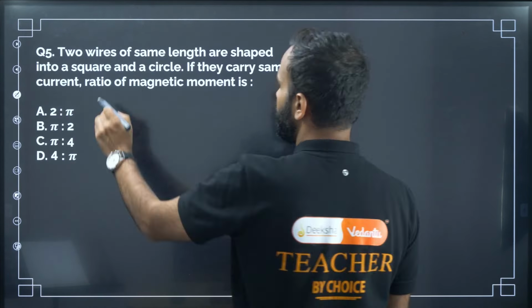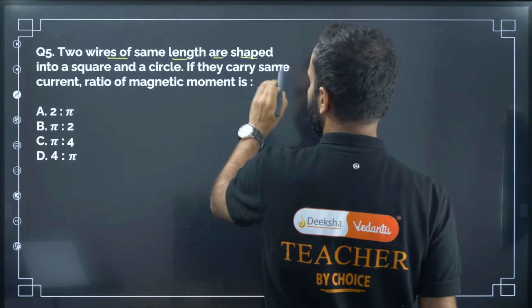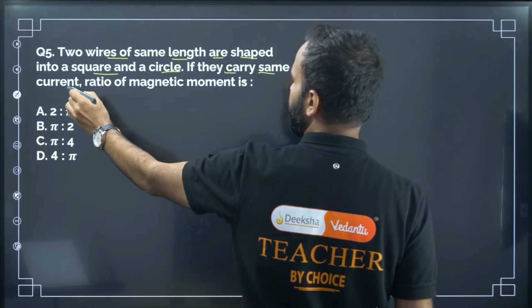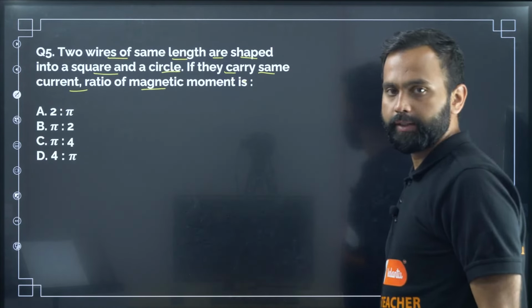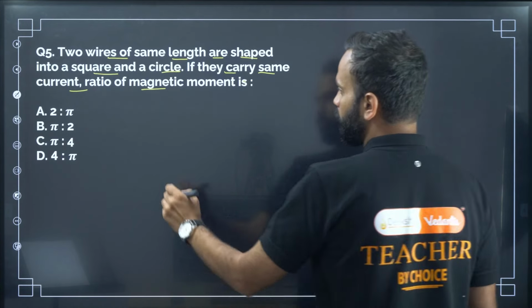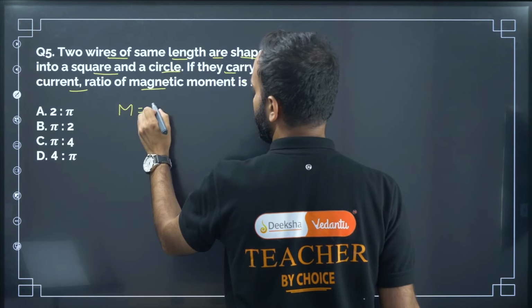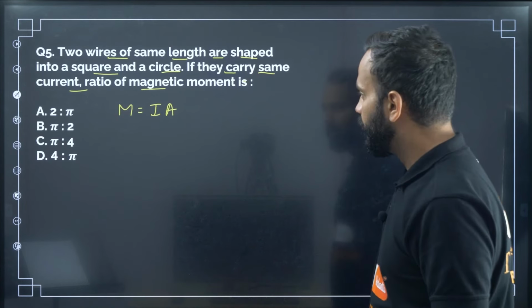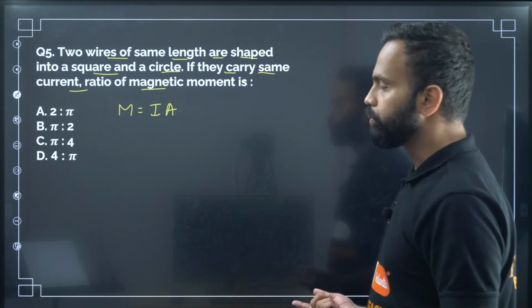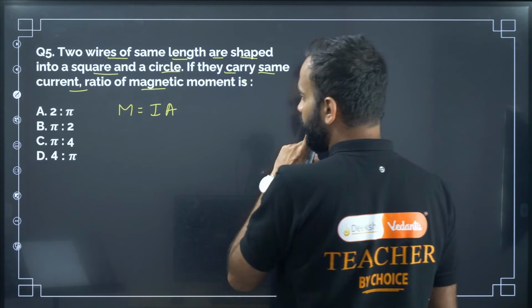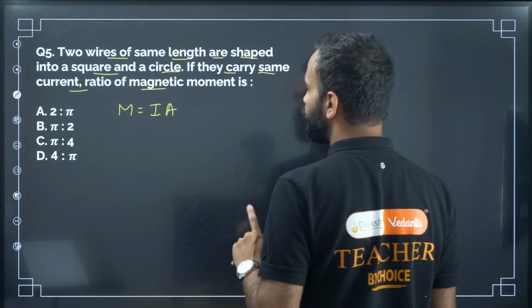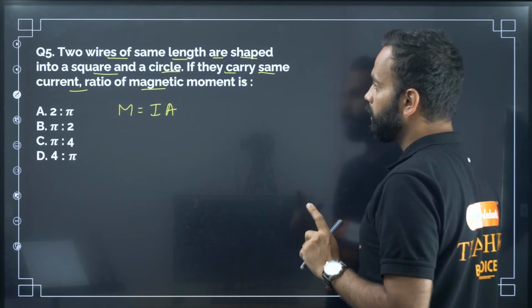Question number 5. Two wires of same length are shaped into square and a circle. If they carry same current, the ratio of the magnetic moment is. We know that magnetic moment M equal to I into A. A is the area, I is the current in the loop, current in the given loop. So let us find area of the square loop and area of the circle.